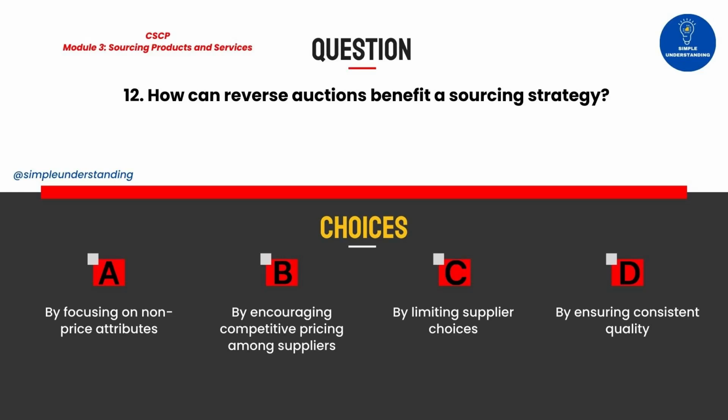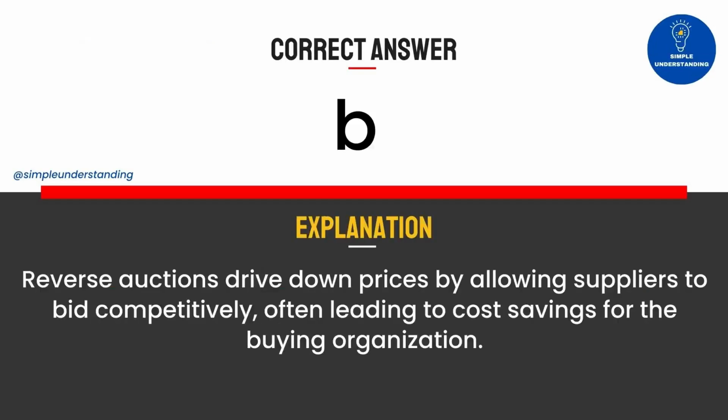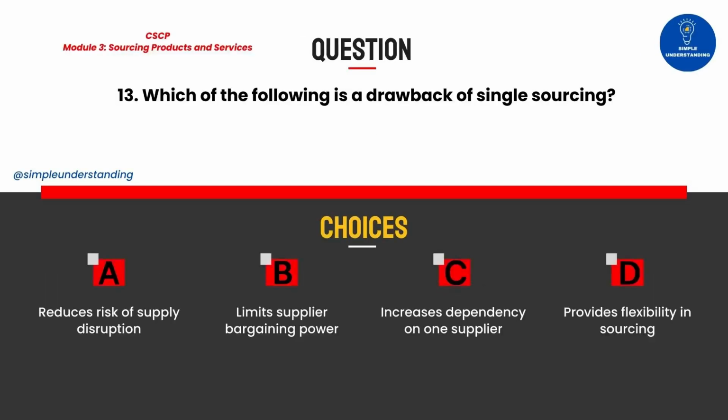12. How can reverse auctions benefit a sourcing strategy? A. By focusing on non-price attributes. B. By encouraging competitive pricing among suppliers. C. By limiting supplier choices. D. By ensuring consistent quality. Correct answer, B. Explanation. Reverse auctions drive down prices by allowing suppliers to bid competitively, often leading to cost savings for the buying organization.